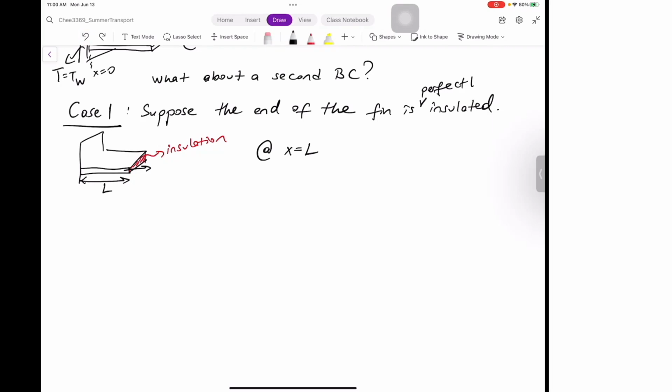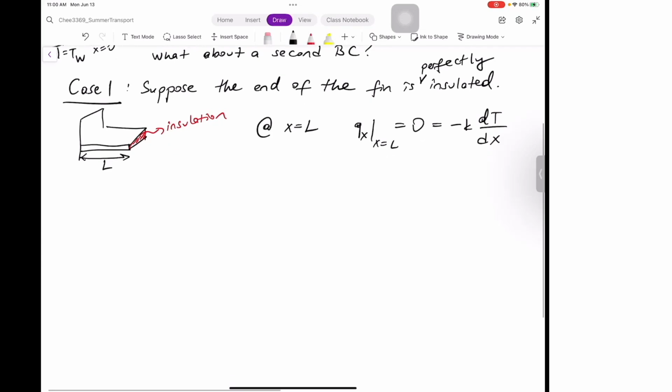So the Qx at x is equal to L is going to be 0, or in other words, from Fourier's law, you have this dT over dx, which is equal to 0. So that's another boundary condition. So when you have insulation at that surface, the gradient of the temperature across the insulation is 0. dT over dx is 0. Okay, so I'm going to write this in a non-dimensional way.